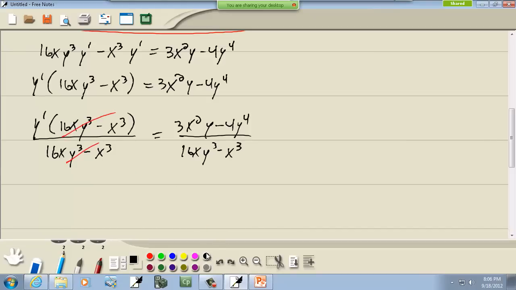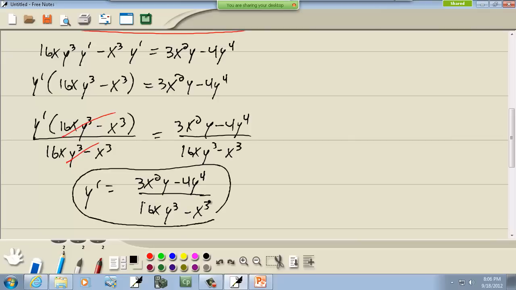And those cancel. And we got y prime is equal to 3x squared y minus 4y to the fourth over 16x y to the third minus x to the third. And that's our answer.